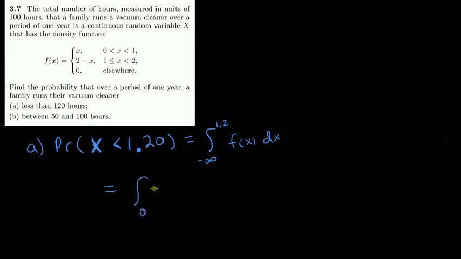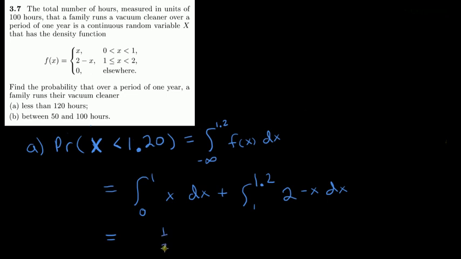Once we get to 0, until we get to 1, this function takes the value of x. Then, from 1 until I get to 1.2, this function takes the value of 2 minus x dx, 2 minus x. So I'll need to integrate this piecewise, right? So you have to be careful about your bounds in your function to make sure that you're integrating over the appropriate space, right? Okay, so let's go ahead and do this integration.